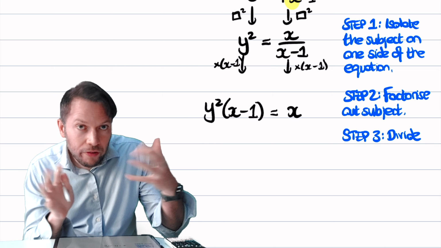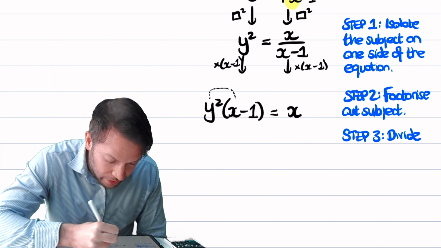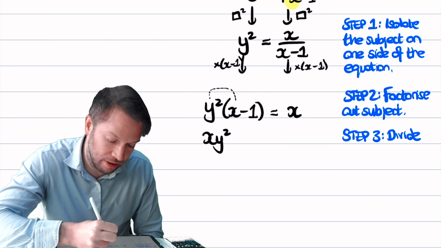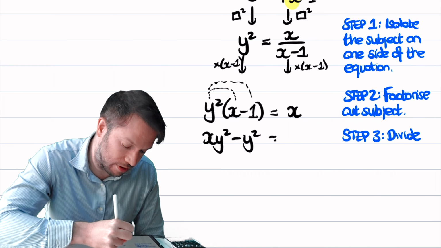Now, we still want to free everything up, get everything out into the open. So we do the thing in front of the bracket times each thing inside. So y squared times x is xy squared. We put them in alphabetical order. And y squared times minus 1 is minus y squared. And that's equal to x.